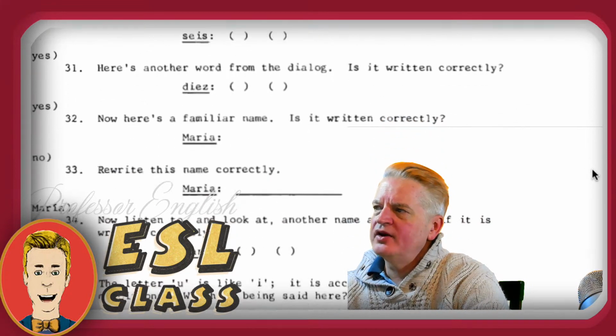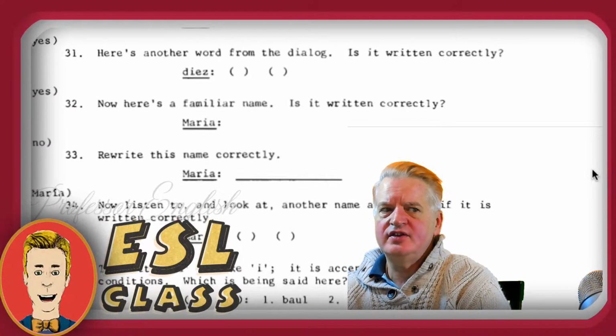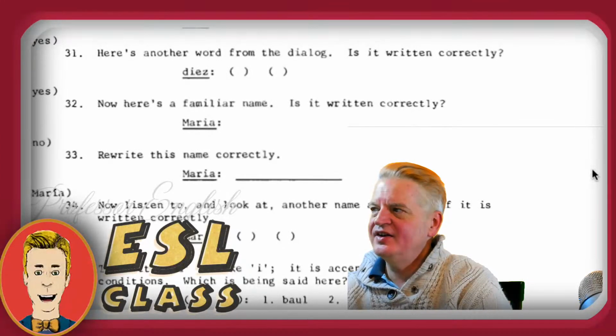Number 31. Here's another word from the dialogue. Is it written correctly? Diez. Yes. Oh, see my bad pronunciation? I want to say diez, but it's diez. Yes, that's fine the way it is now, because if it had an accent, it would be diez. Oh, actually, that's probably how I would say that word.